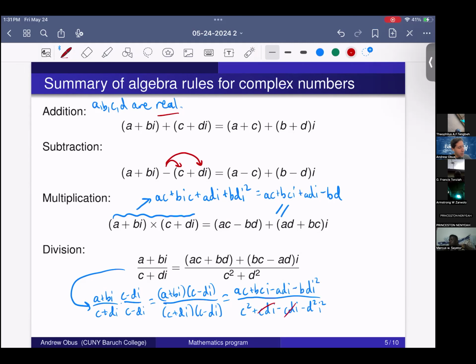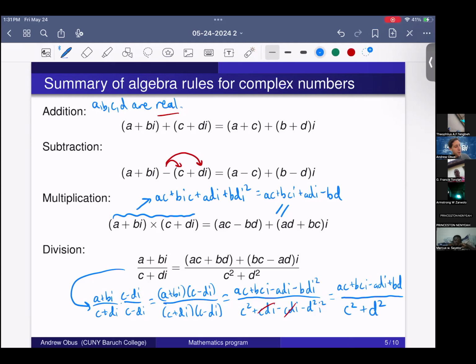These cancel out. And remember, the i squared is again -1. So this turns out to be AC plus BCi minus ADi. And then instead of minus BDi squared, we get plus BD. Oh, sorry, yeah, we get plus BD. And then in the denominator, we have C squared. And then instead of minus D squared i squared, the i squared is a -1, so it's minus D squared times -1. This becomes plus D squared.